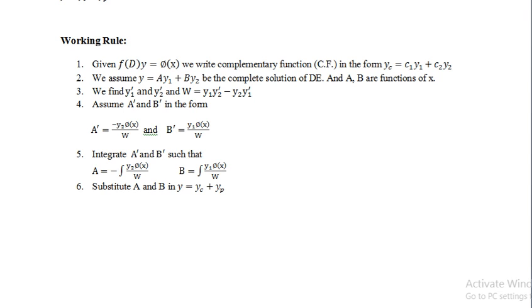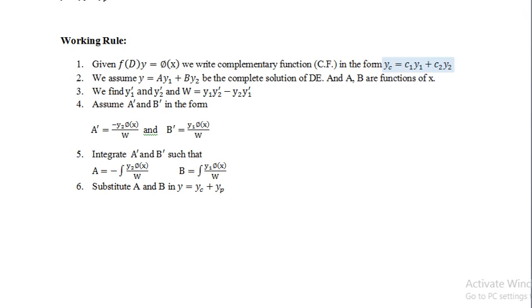So the working rule: the given equation is in the form f of D into y is equal to phi of x. First we write the complementary function of the given problem, in the form c1 y1 plus c2 y2 which is equal to yc. Then we replace c1 and c2 by capital A and B, and A and B are functions of x.